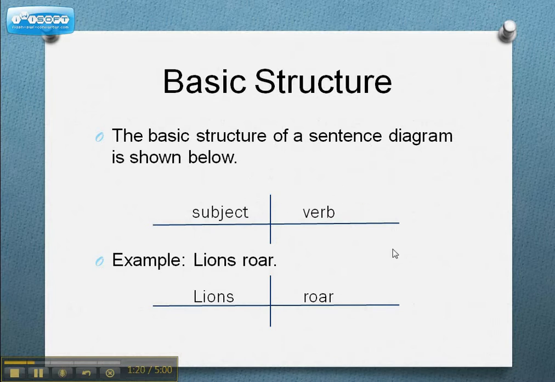the right-hand side. Now remember, the subject is who or what the sentence is about, a noun or a pronoun, and the verb is what the subject is or does and shows action or state of being. So for example, lions roar. The sentence is about lions. That's our subject. It goes on the left-hand side. And what do they do? They roar. That goes on the right-hand side.